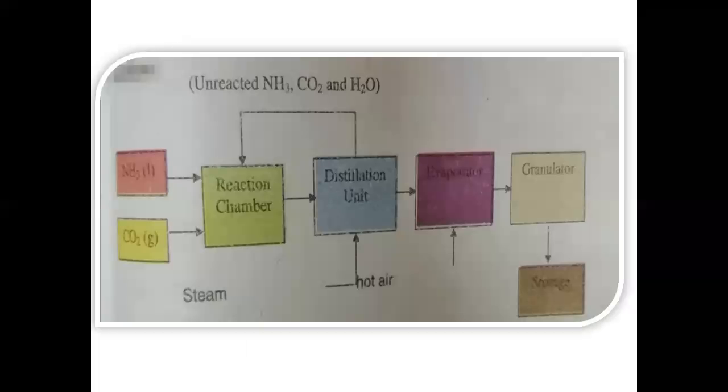We have ammonia and carbon dioxide, they are passed to the reaction chamber, and in the reaction chamber they will react to give us urea solution, and are passed through the distillation unit. In the distillation unit, the steam is passed through this solution. After passing the steam, the impurities are removed, and then this is passed through the evaporator, and after evaporation, all the water will evaporate out and leave behind the granules of the fertilizer, which are called granular fertilizers.